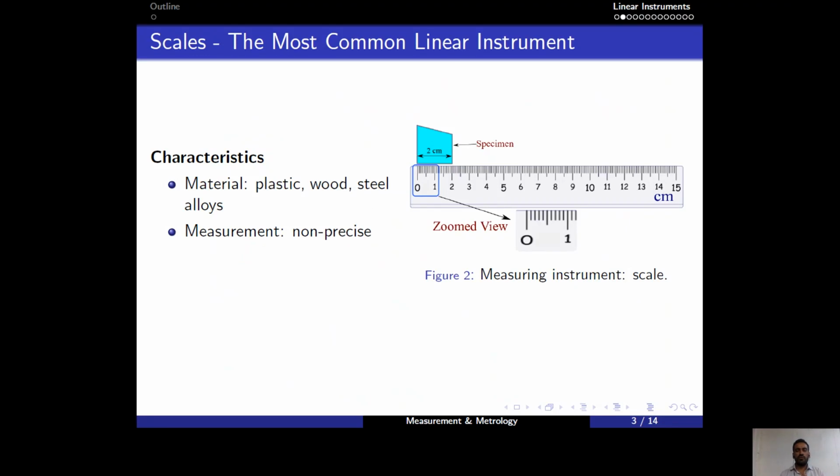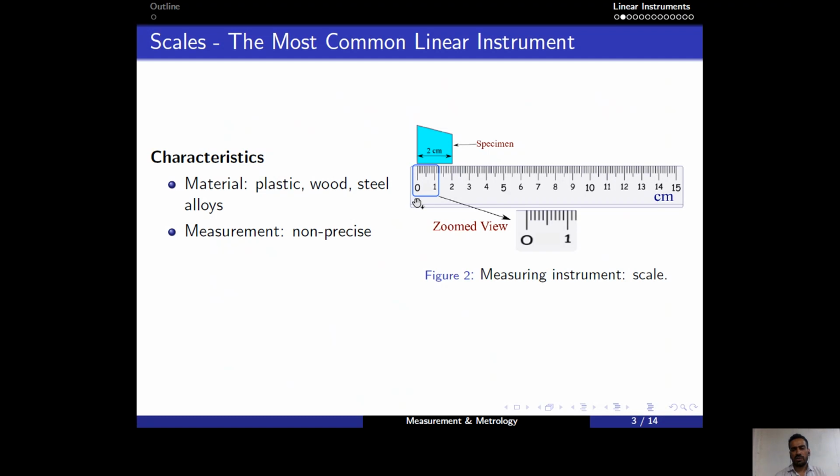Let's talk about one of the most common linear measuring instruments available in the markets. That instrument is known as scales. Here in this picture, you can see the scale, which has something written on it. It is 0, 1, 2, 3, 4 up to 15, and one thing is written in alphabets: cm. So cm stands for centimeter.